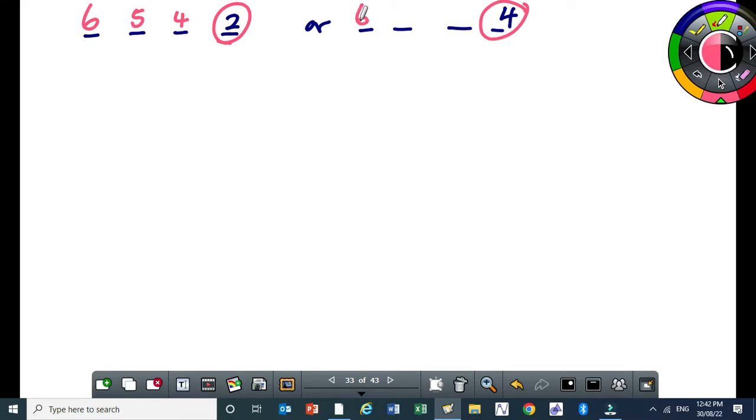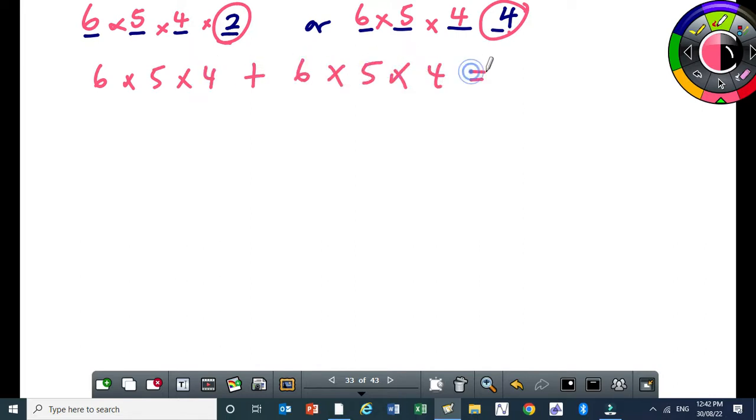Then 6 are left, then 5, then 4. Then you use the fundamental counting principle. This is treated as a 1, that's also treated as a 1. So in total, you have 6 times 5 times 4 plus 6 times 5 times 4, which is equal to, so this is 10. So you get 240.